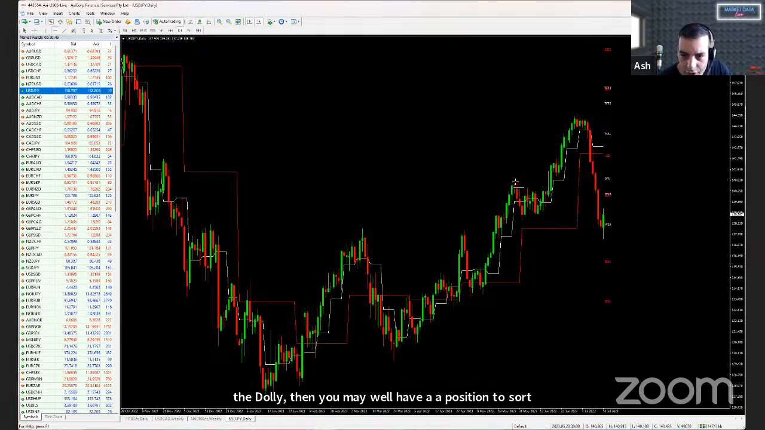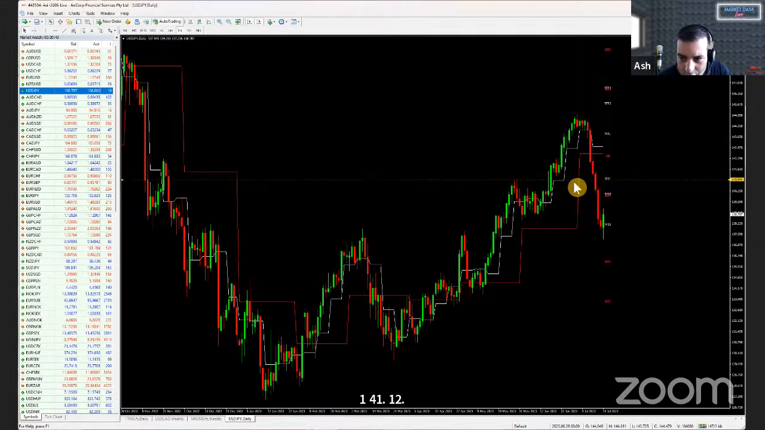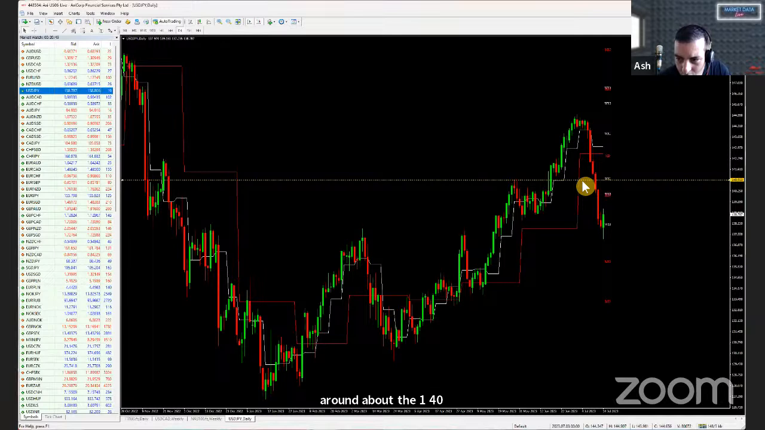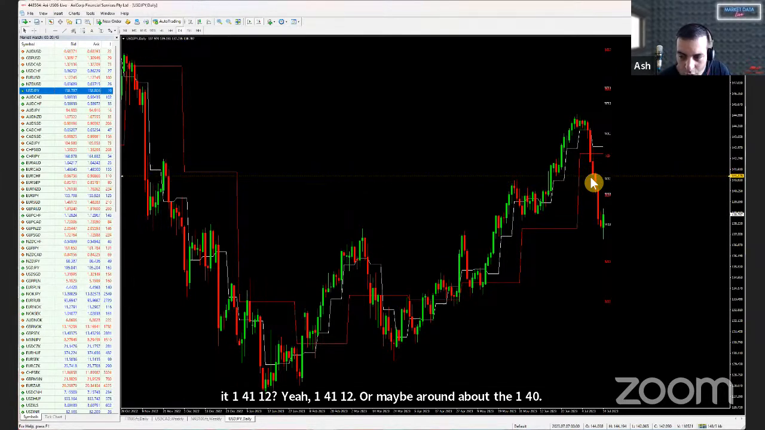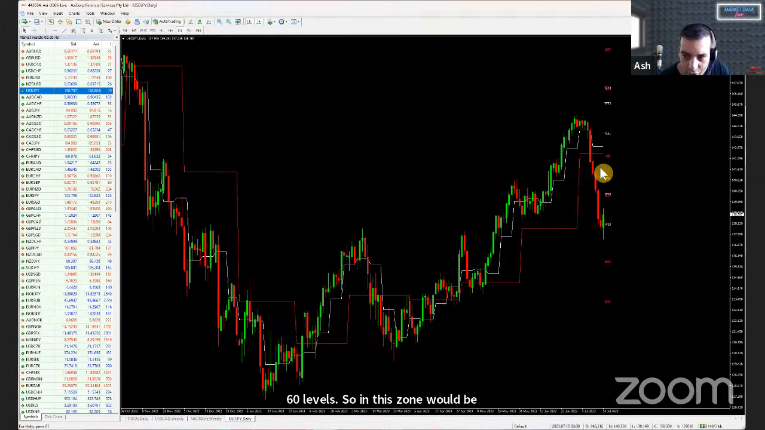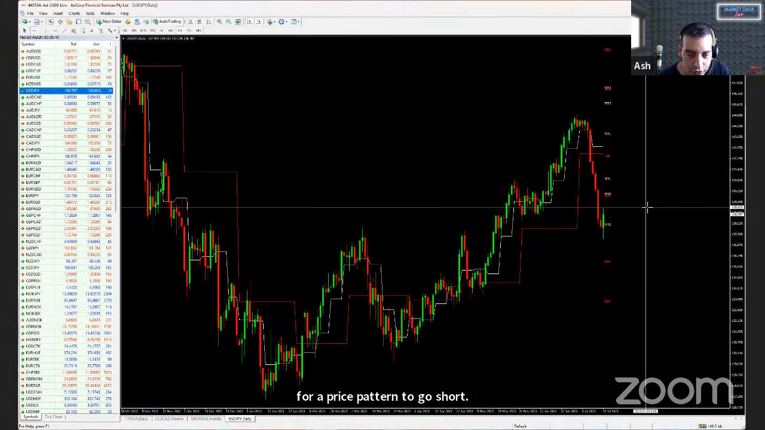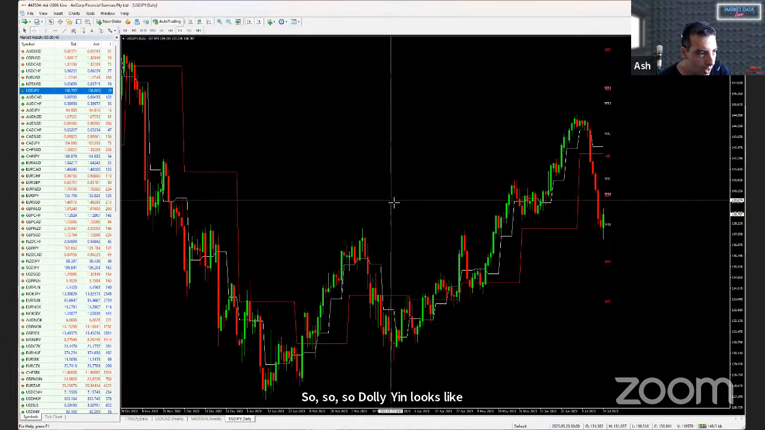The most obvious price on the horizontal level would be around about this point here, which is going to be about 141.12, maybe a little bit lower, maybe around about the 140.60 level. So in this zone would be where I'd be looking for a price pattern to go short. It could come all the way back to the monthly pivot, but it's still looking for short. So dollar yen looks like a decent opportunity to take the short as well.